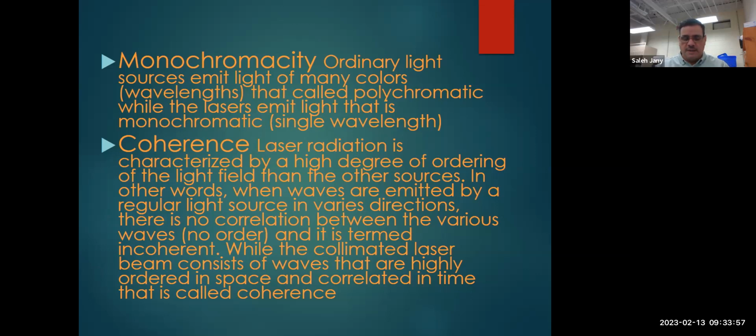And coherent means when the wave comes, the top of the wave comes with the other top of the wave, and the lower part of the wave will go with the lower part of the wave. So they augment each other. So the force will be by adding each other, while if it's a different wavelength, they cancel each other. That's why the laser has the power.